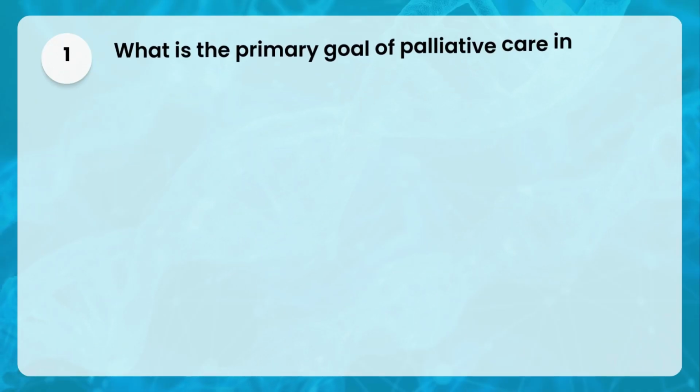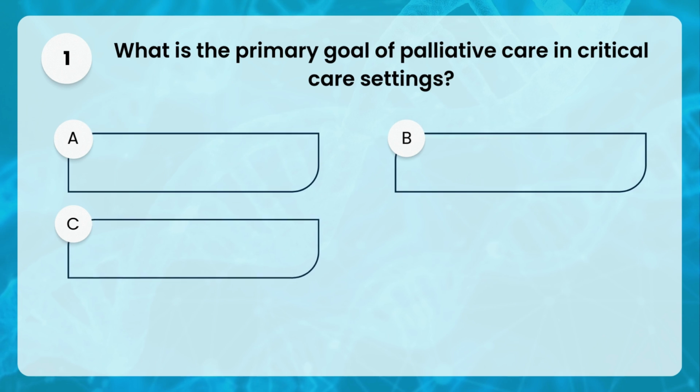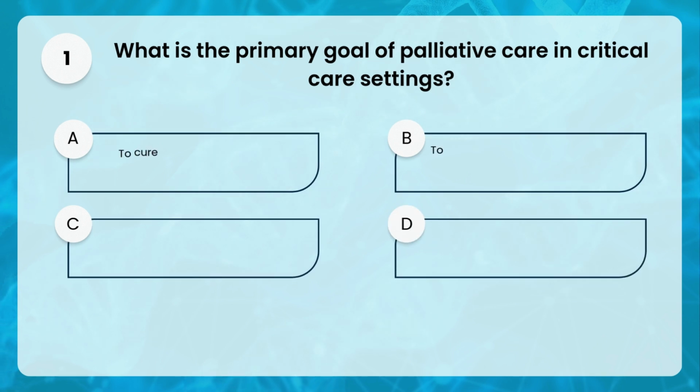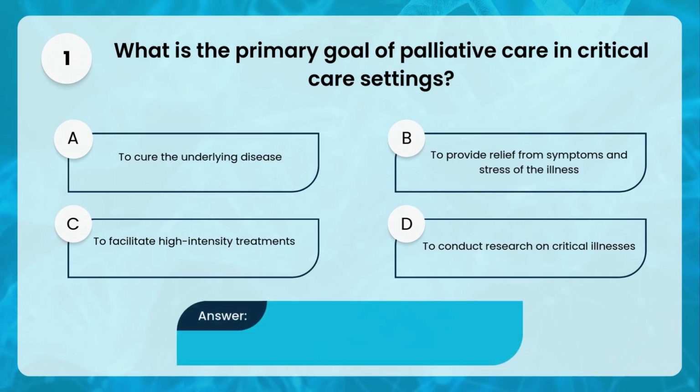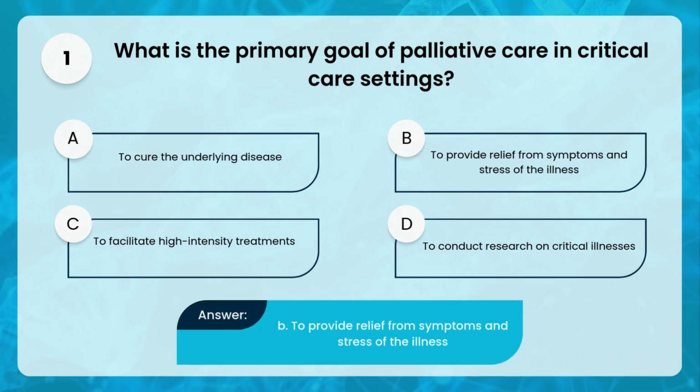Number 1. What is the primary goal of palliative care in critical care settings? A. To cure the underlying disease. B. To provide relief from symptoms and stress of illness. C. To facilitate high-intensity treatments. Or D. To conduct research on critical illnesses. The answer is B. To provide relief from symptoms and stress of the illness.